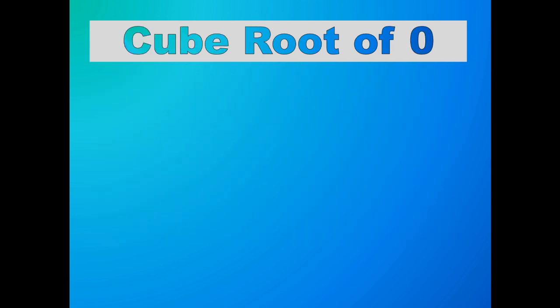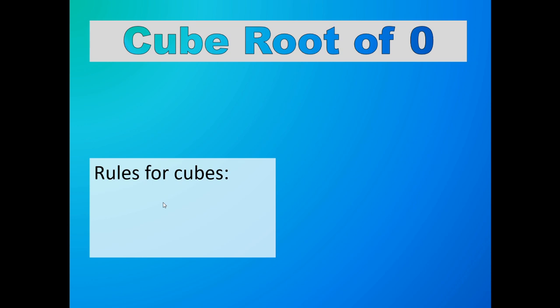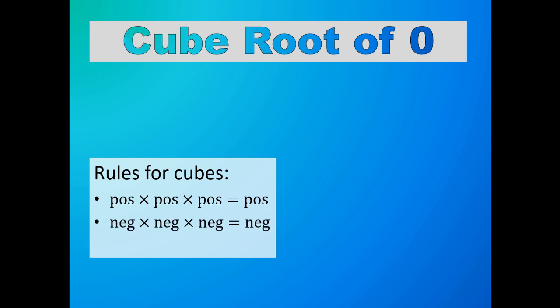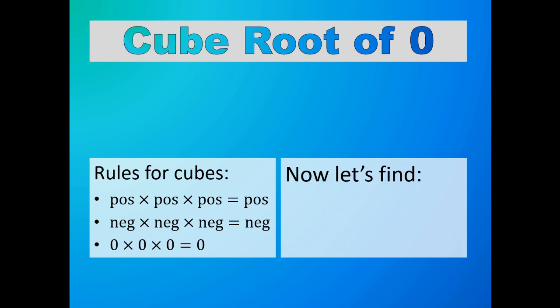Let's now talk about the cube root of 0. Here are rules for cubes. A positive number cubed is equal to a positive number times a positive number times a positive number, and that would be a positive number. A negative number cubed would equal a negative number times a negative number times a negative number. We have an odd number of negative signs, and so that would be a negative number. 0 cubed is equal to 0 times 0 times 0, and so that would be 0.